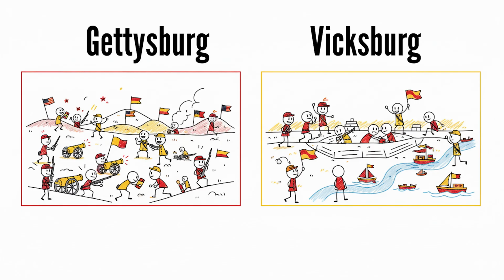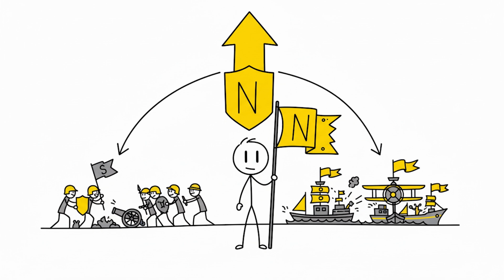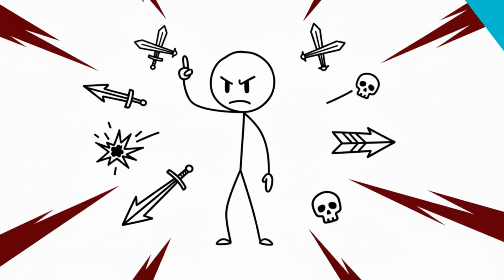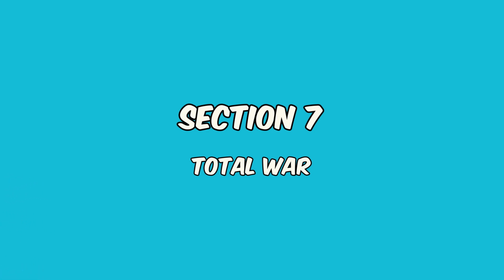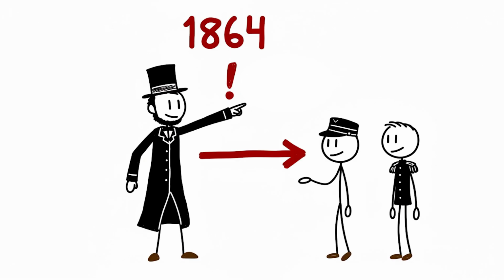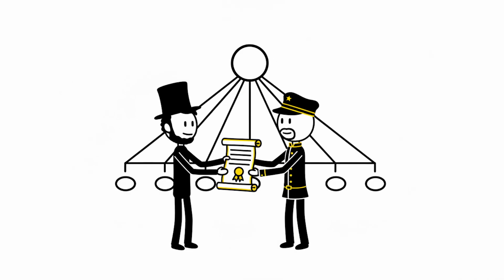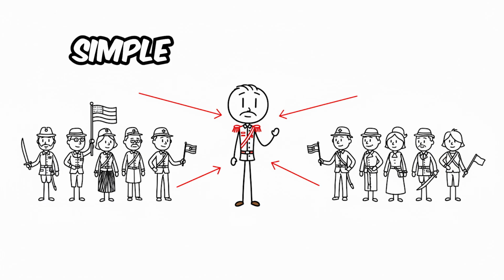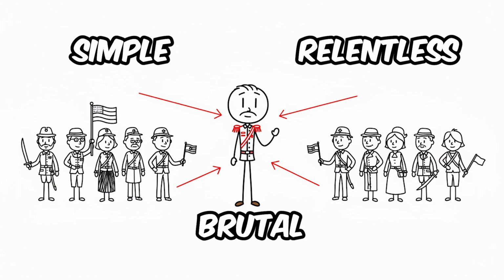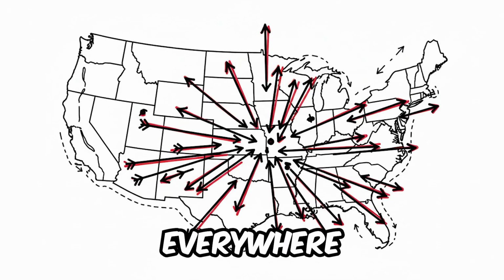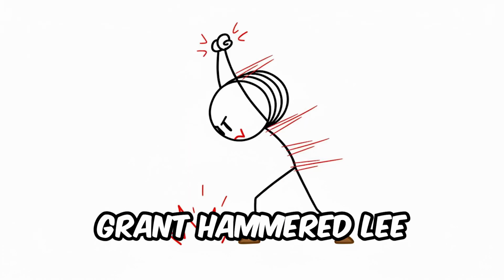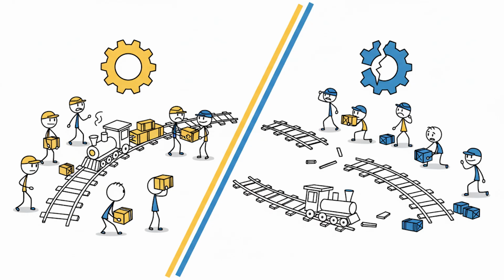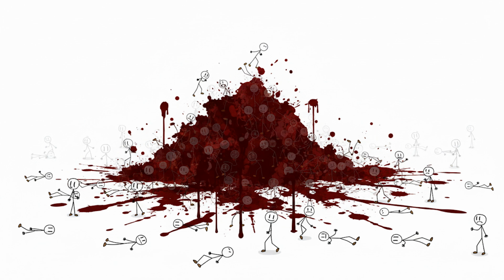Gettysburg and Vicksburg, the North now held the momentum, and one man would use it ruthlessly. Total war. In 1864, Lincoln gave control of all Union armies to Ulysses S. Grant. Grant's strategy? Simple, relentless, brutal. Hit the Confederacy everywhere at the same time. Grant hammered Lee in Virginia. The casualties were horrific, but unlike the South, Grant could replace his losses.